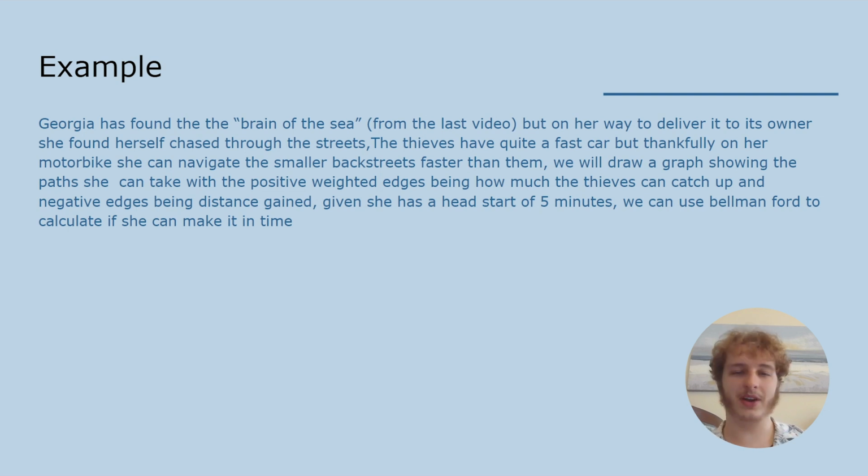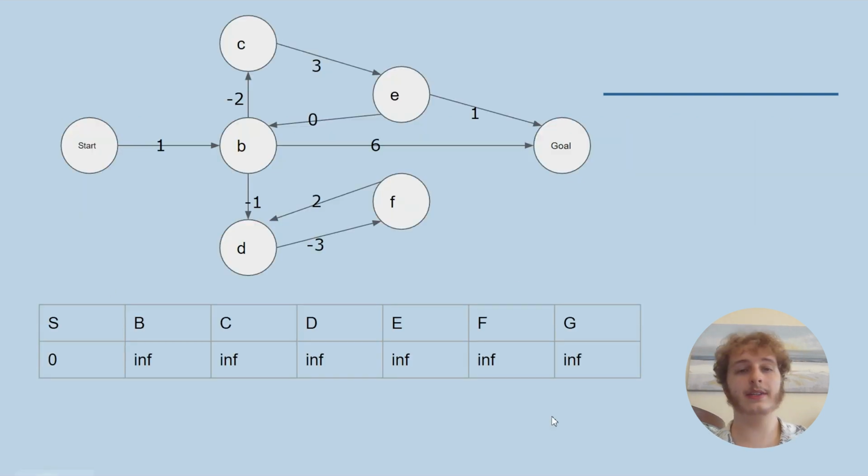We can say it's some old school European city. The thieves have quite a fast car, but thankfully on her motorbike, she can navigate the smaller back streets faster than them. So we're going to draw a graph showing the paths she can take, with the positive weighted edges being how much the thieves can catch up and negative ones being time or distance gained. Given she has a head start of 5, we can use Bellman-Ford to figure out if she can deliver it safely in time. So here is going to be our graph.